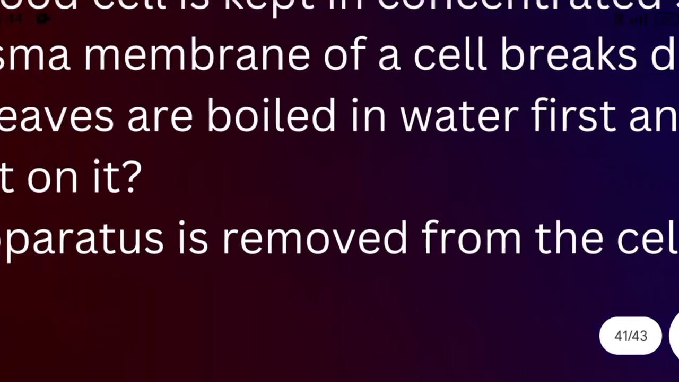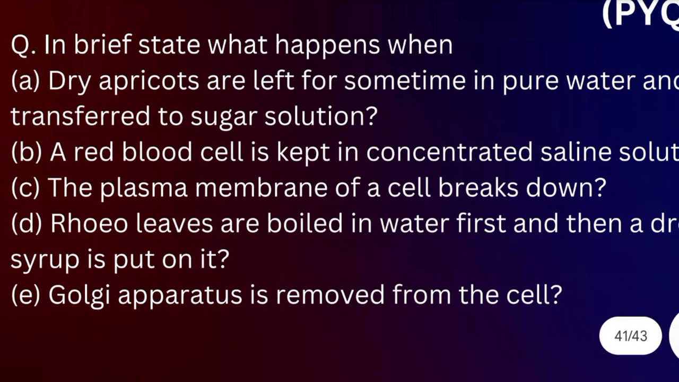Next, what is the question? The plasma membrane of a cell breaks up. What if the plasma membrane ruptures? All the cell organelles present inside will come out in the case of animals, but in the case of plants it won't change anything, because the plant already has a cell wall as a covering.